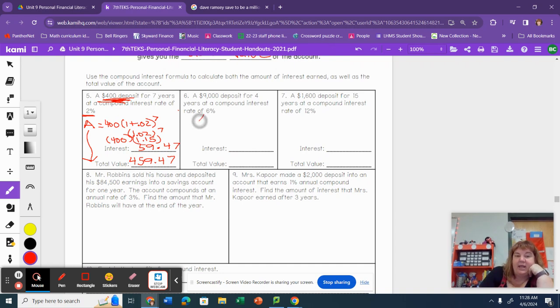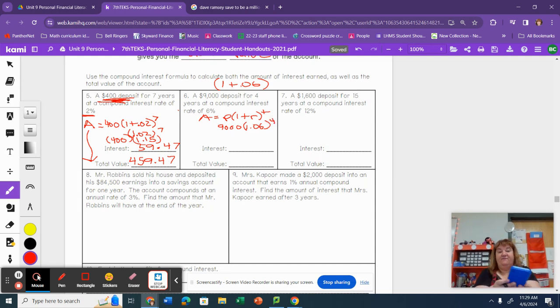Again, use your A equals P(1 plus r) to the time. You try it on your own first. Okay, so let me show you how I would have done this. 9,000 times 1 plus 0.06. So you should know that's 1.06 to the 4th power.